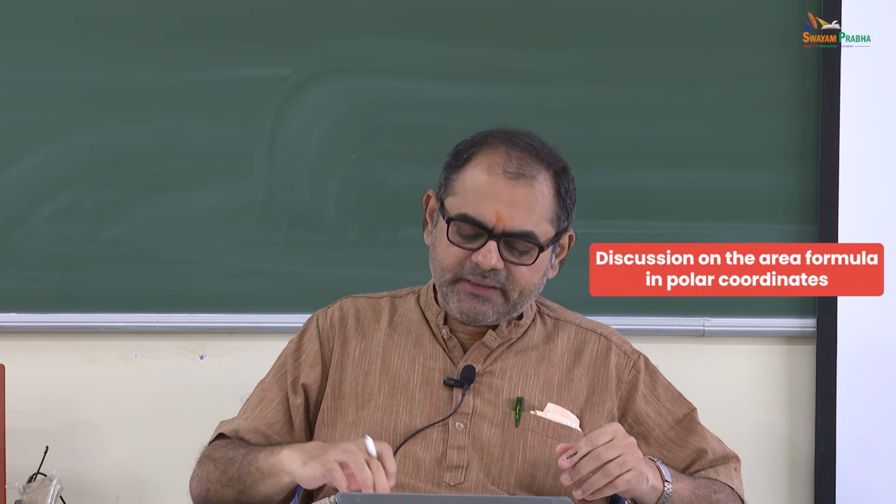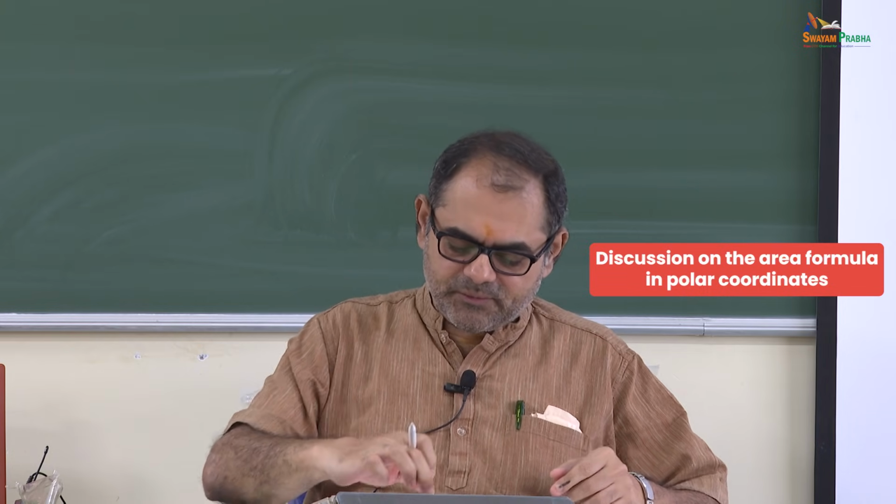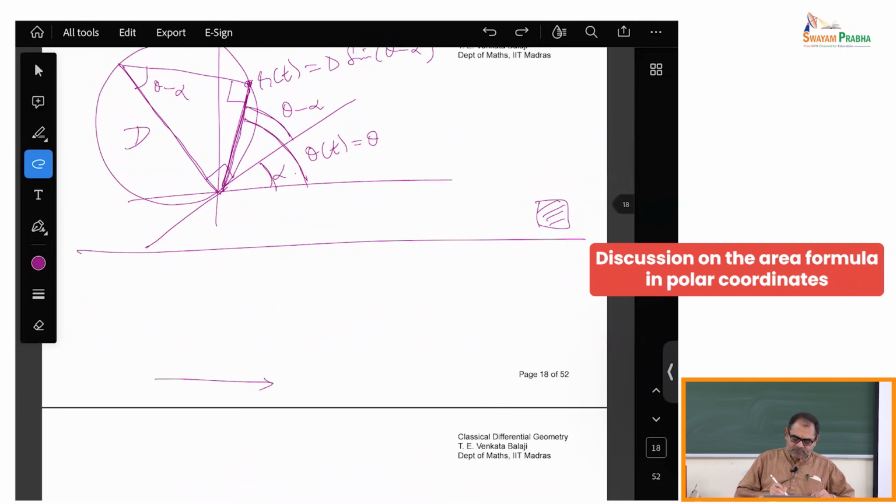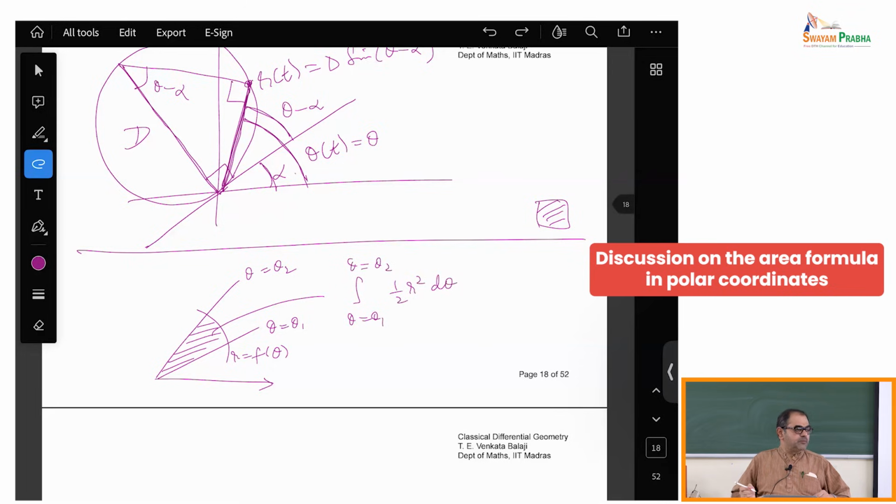Usually the way this is done, for example if you look at the area formula, is that in the polar sense you take theta equal to theta 1 and another ray theta equal to theta 2. Then you take a curve given by r equals f of theta. Then this area here is given by the integral from theta equal to theta 1 to theta equal to theta 2 of half r square d theta. This is what you do.